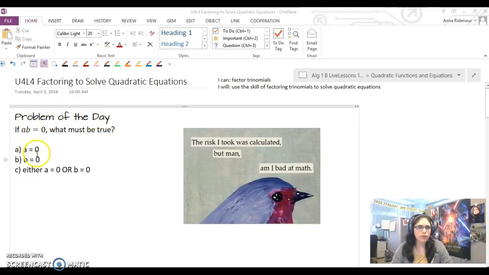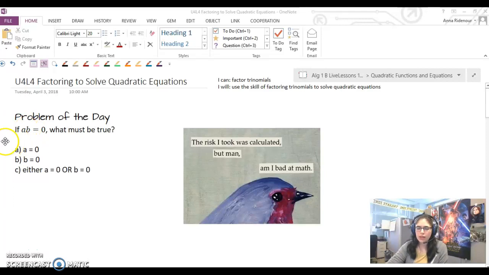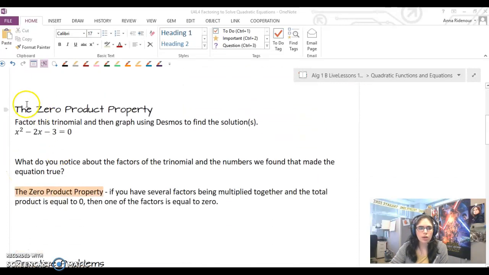So this first problem says if A times B is equal to 0, what must be true? Either option A has to be 0, B has to be 0, or either A is equal to 0 or B is equal to 0. And the correct option is C, because if you have two things multiplied together that give you 0, that means one of them has to be equal to 0. So we're going to use that. That is what we call the zero product property.